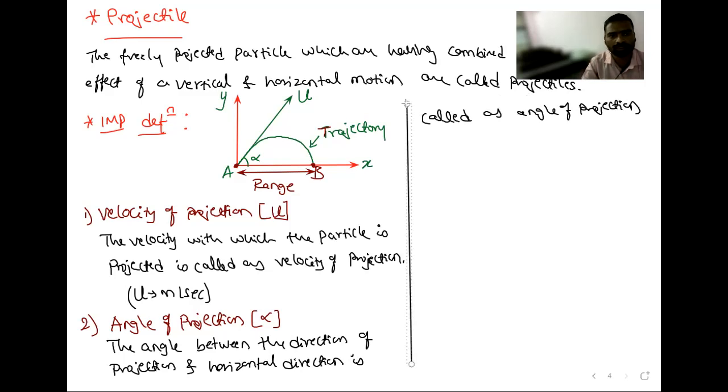What is your angle of projection? That is the angle made by the direction of the projection. Which direction? This is the direction, upward, inclined. From that to your horizontal direction, that is called the angle of projection, and it is denoted by alpha.